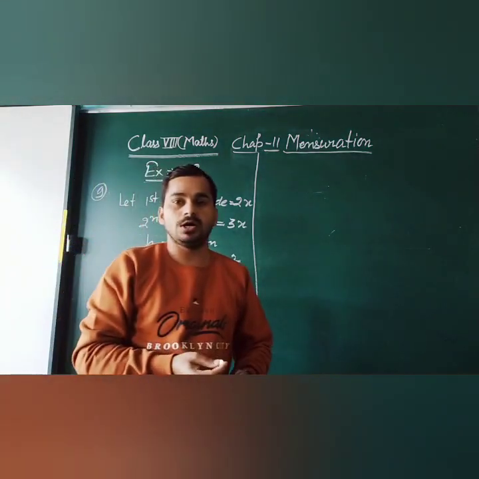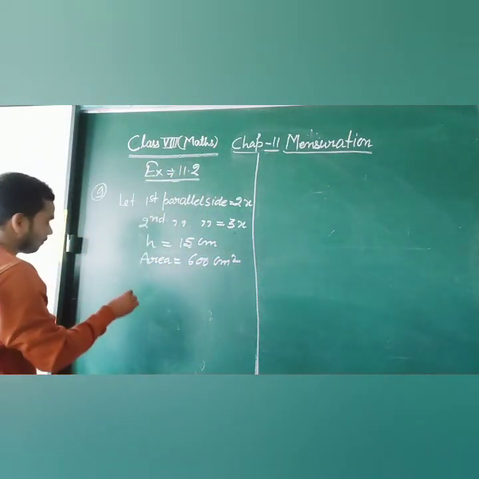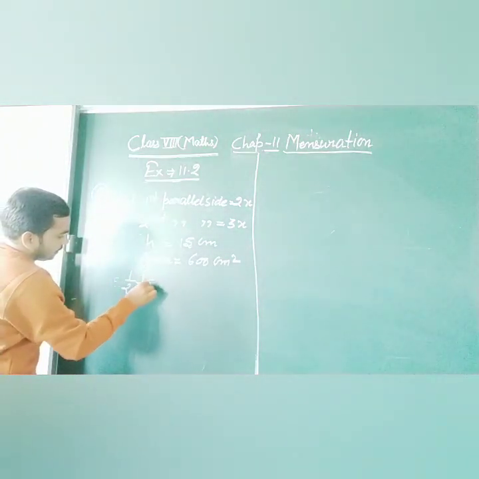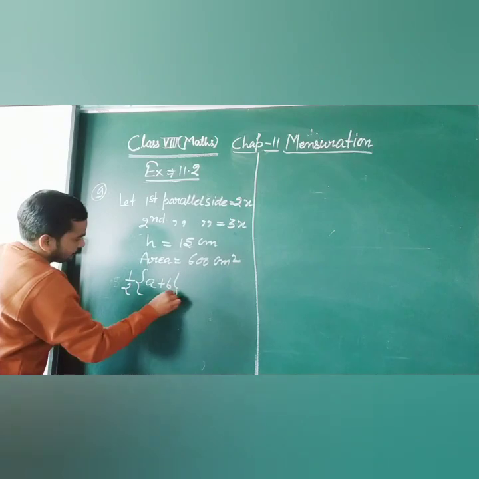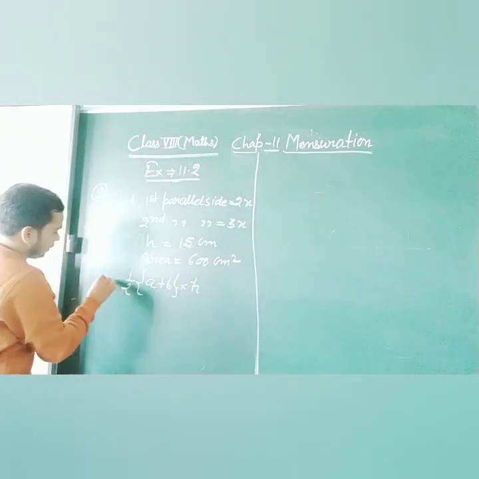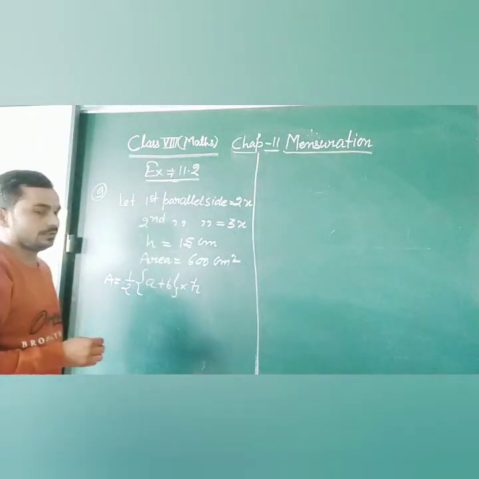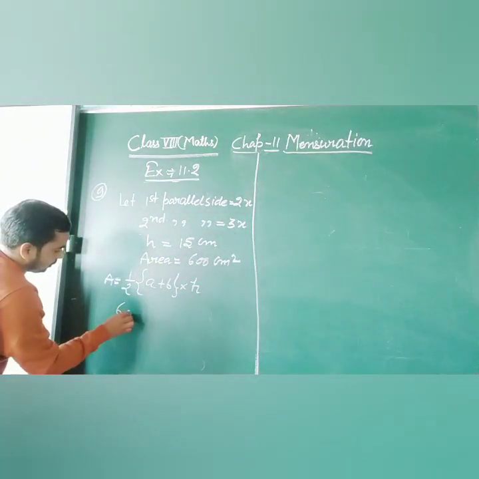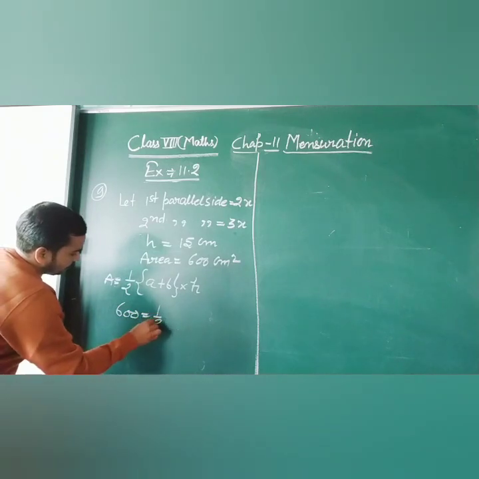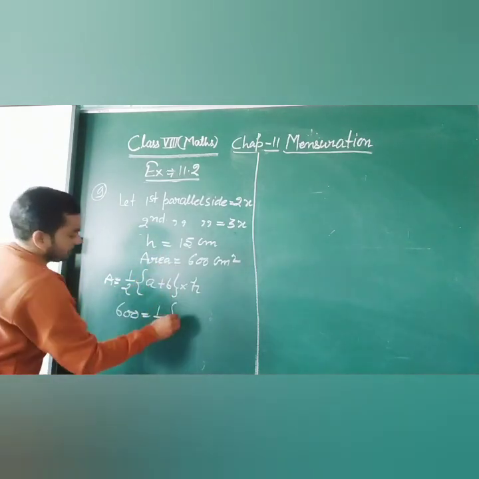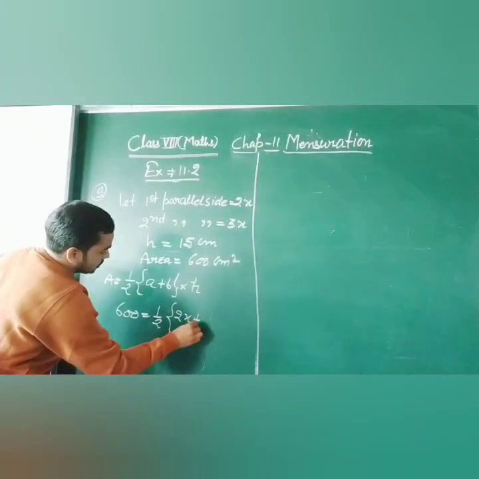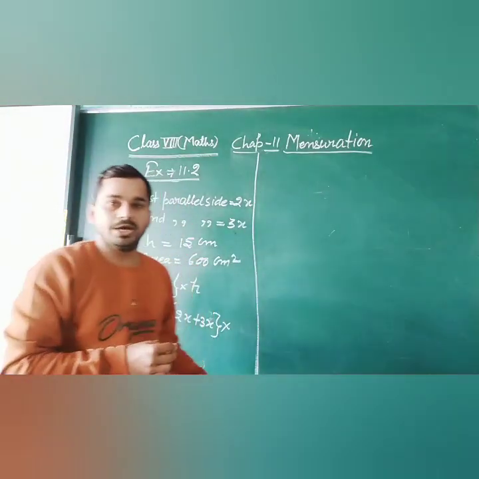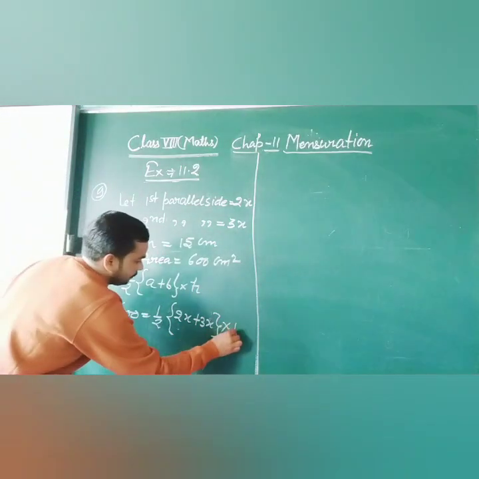Then apply the formula of area of trapezium: 1/2 sum of parallel sides into height. Put the value of all of these. Area is given 600, so 600 equal 1/2. Parallel sides are 2x and 3x, so 2x plus 3x, and distance between them, that means height, is given 15.